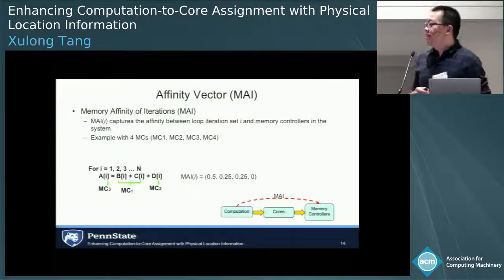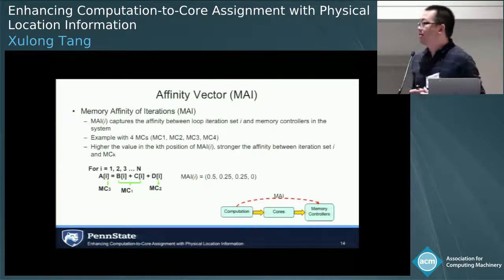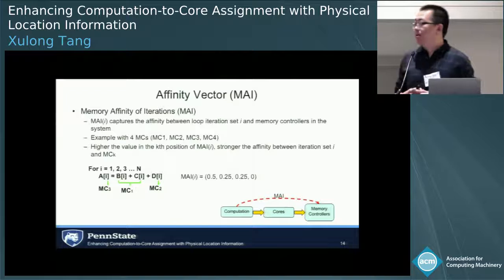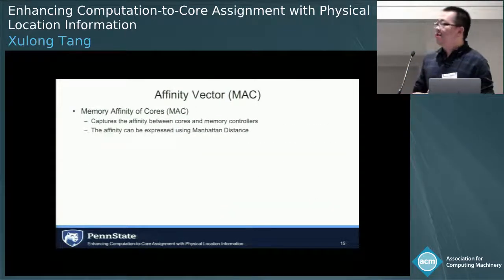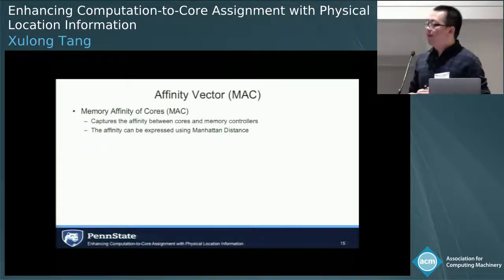So the corresponding MAI vector is set to 0.5, 0.25, 0.25, and 0, indicating that half of the iterations are going to memory controller 1, and 1/4 are going to memory controllers 2 and 3 respectively. So the higher value in the MAI vector, the stronger affinity between iteration set I and memory controller K. The second affinity vector we define is called memory affinity of cores, which is the MAC vector.